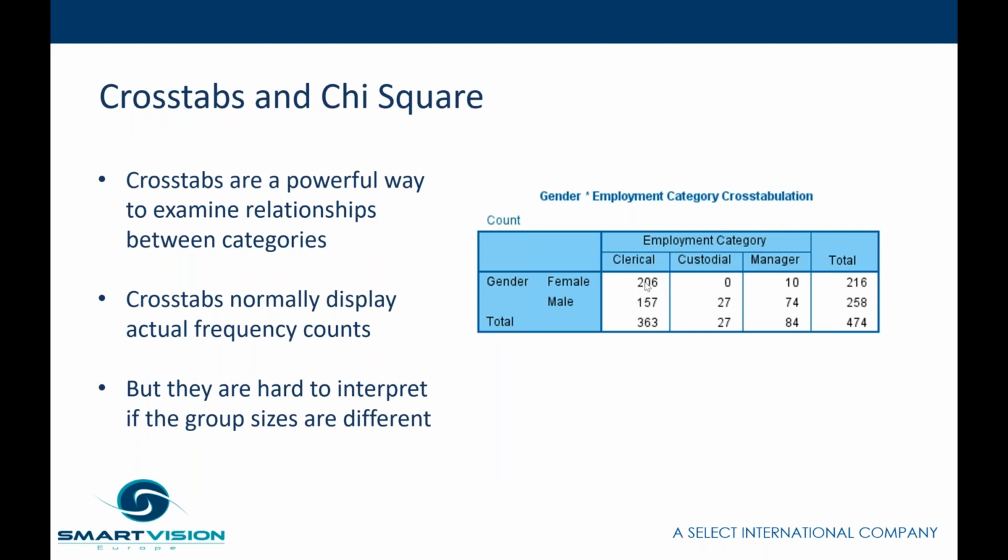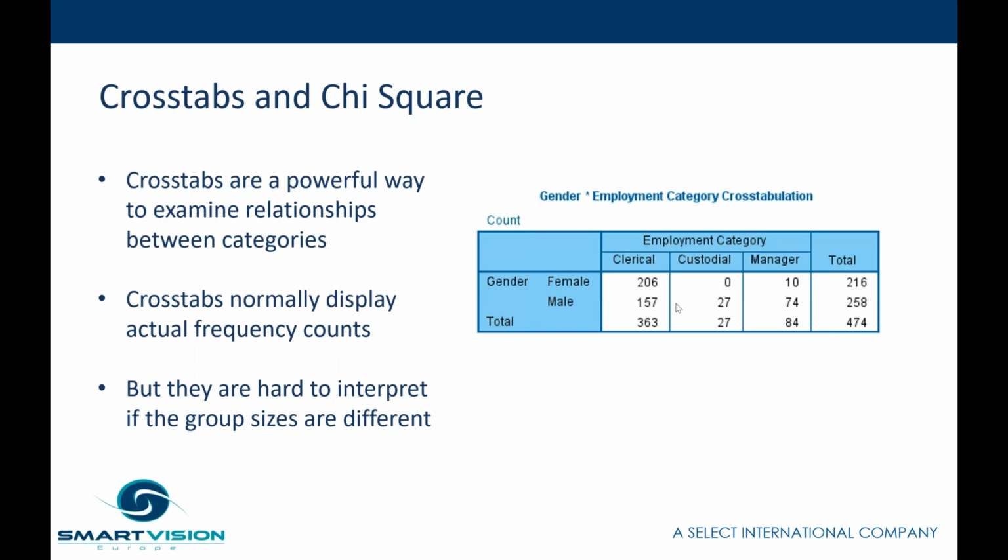And it says, okay, you got 206 clerical workers who are female, 157 who are male. You got 0 female workers in the custodial group, 27 male workers in the custodial group. You've got 10 female managers and 74 male managers. And this is from a data set which we've written about called the bank data set, an employee data set, which was actually used in a court case, where they used statistics, in inverted commas, to prove that there was discrimination within the employment of that bank.